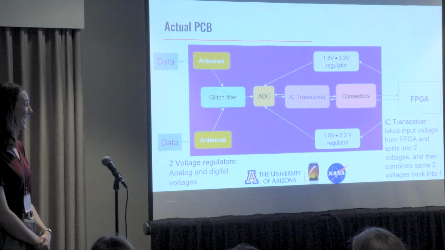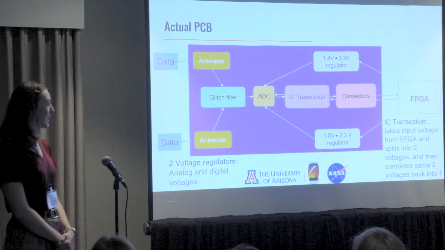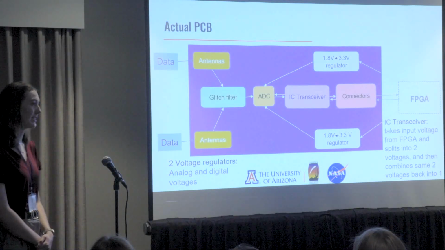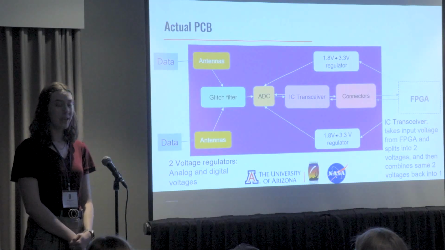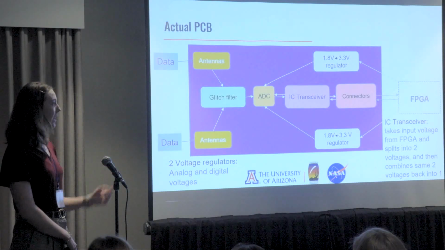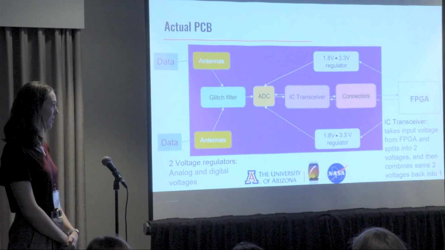Our IC transceiver acts as a low voltage differential signaling driver, which basically means it takes a higher voltage from our FPGA, for example 3 volts, and it splits it into two lower voltage signals that are opposite signs. That gets fed into our ADC, and then our ADC outputs those same signals. Our IC transceiver splices them back together into one higher signal, and that gets sent back to our FPGA.